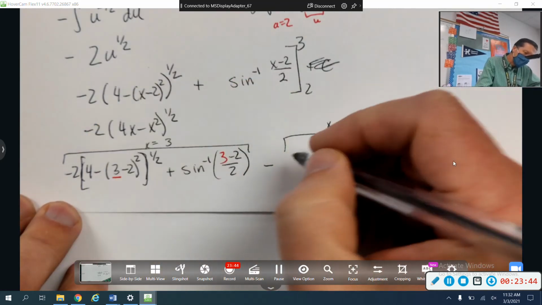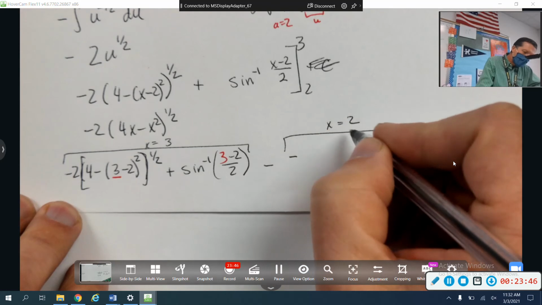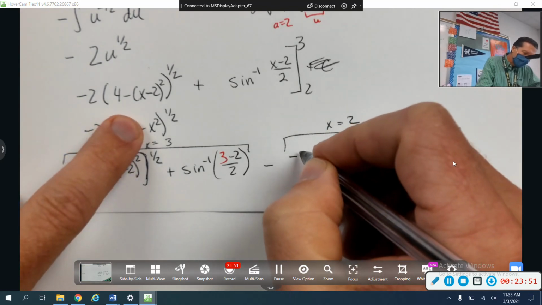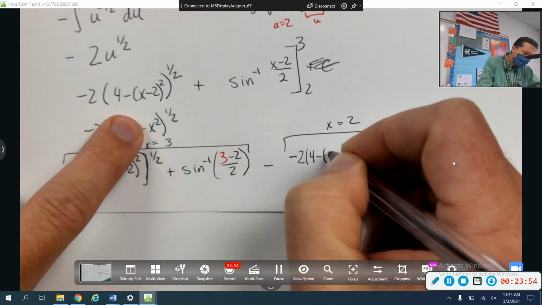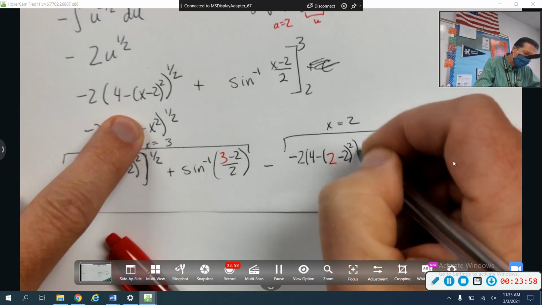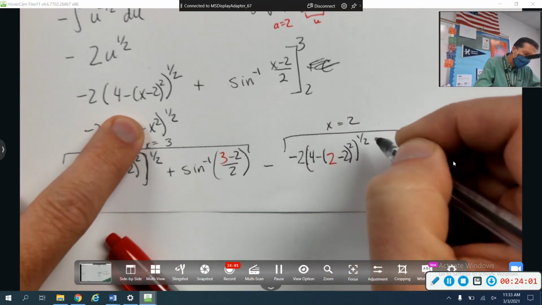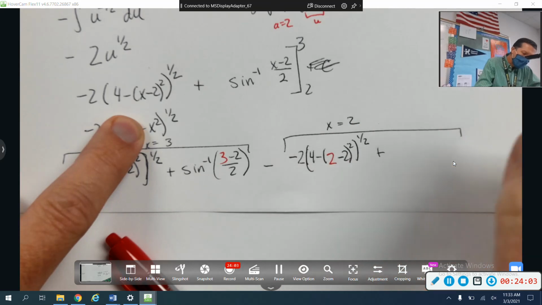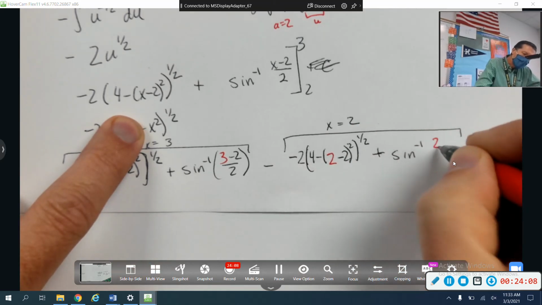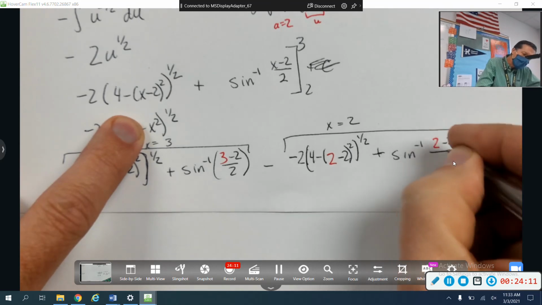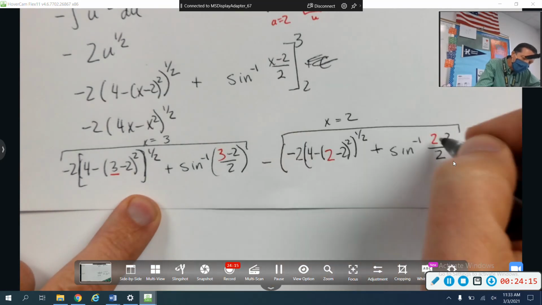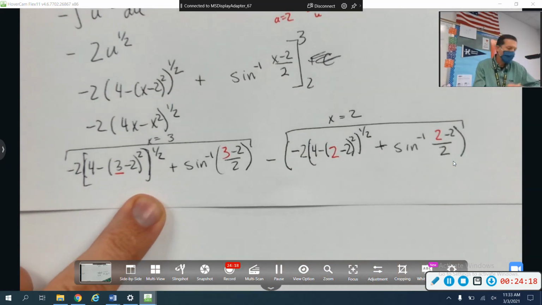Minus, now I'm going to do the same stuff with the 2. So negative 2, 4 minus 2 minus 2 squared, all to the 1/2, plus inverse sine 2 minus 2 over 2. And I guess I need parentheses on there to make sure I subtract all of that. That would be a safe stop.